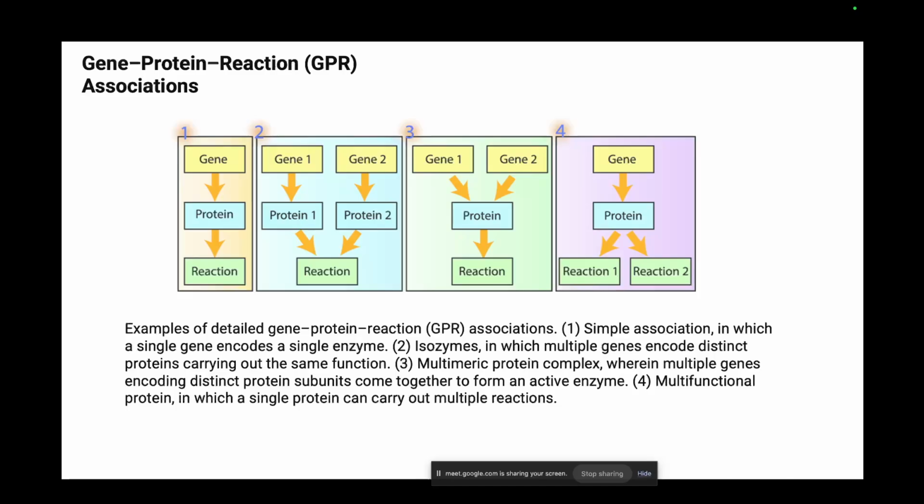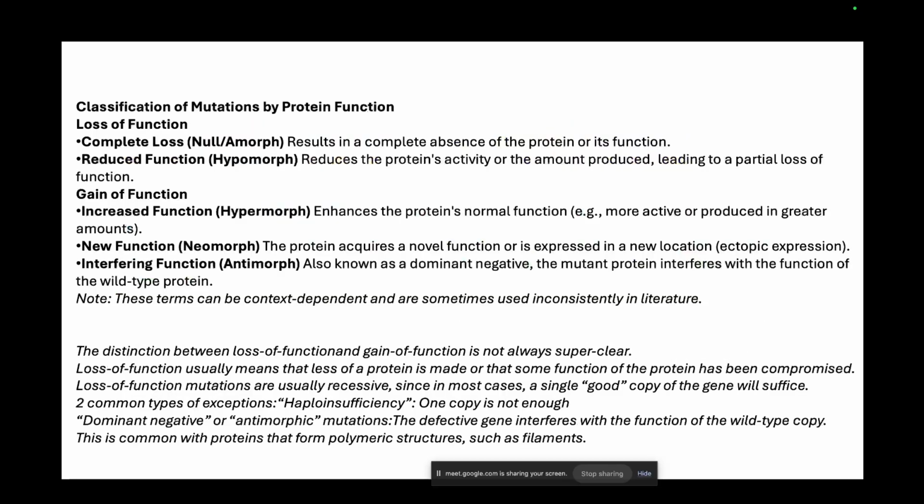So this analogy can be done in terms of genes and phenotypes as well. If you assume this is the gene, this is the mRNA, this is the phenotype, this whole set of conditions actually works in those cases as well. Now, in terms of protein function, we talk about two major things. One is the loss of function, another is the gain of function.